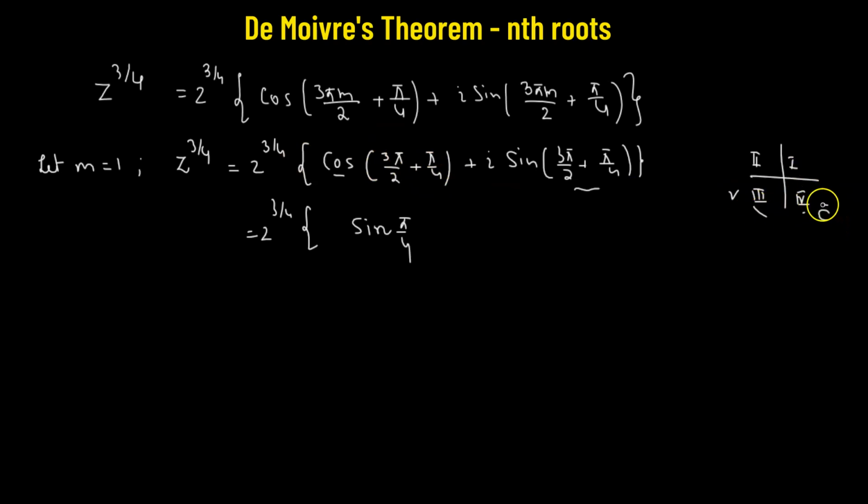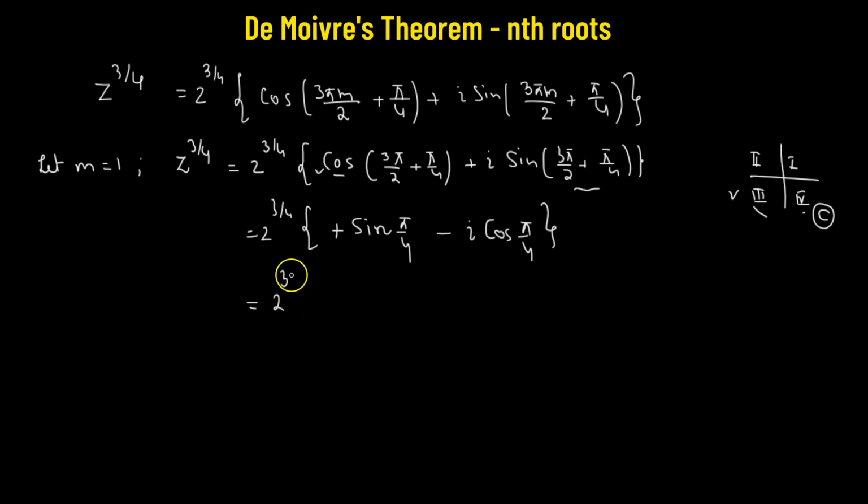And in the fourth quadrant, the cosine function is positive, so the value of this particular cosine is going to be positive. Then coming to sine, 3 pi over 2 plus pi over 4. Since this is also an odd multiple of pi over 2, sine will become cosine. So we'll have cosine of pi over 4. Now in the fourth quadrant, our sine function is negative, so we'll have negative iota times cosine pi over 4.